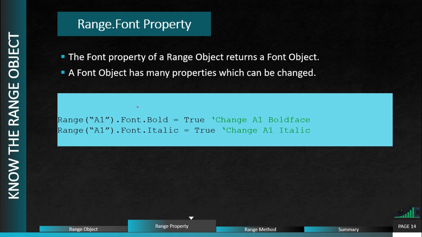Now see, Range A1 dot Font. Font is a property of range, and font itself has a lot of other properties. One of them is bold. So Font dot Bold is true. What will it do? Prashant, tell me what this will do. Range A1 dot Font dot Bold is equal to true.